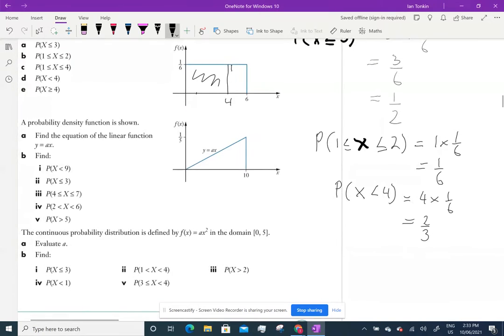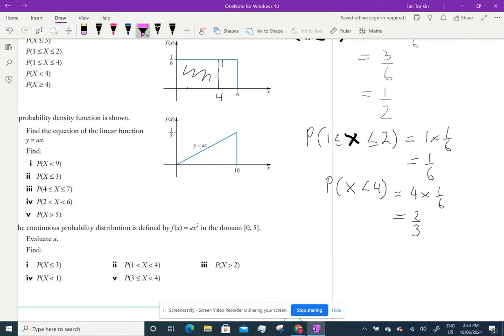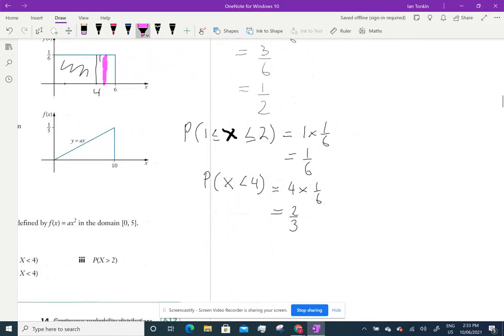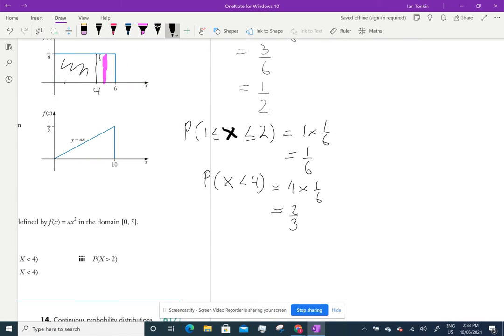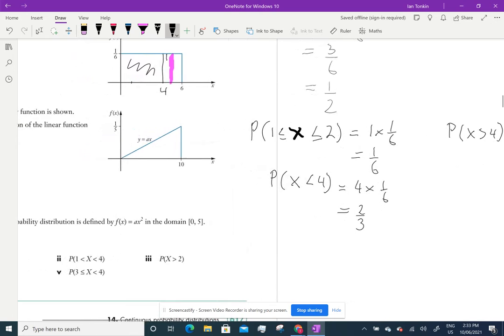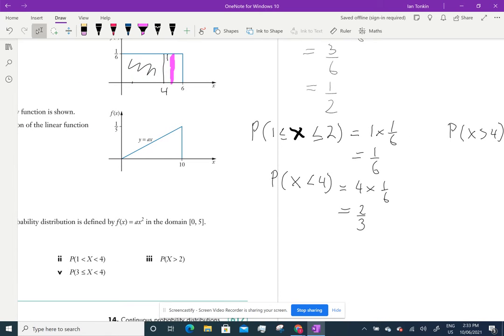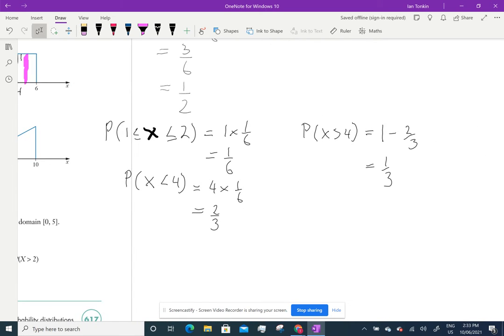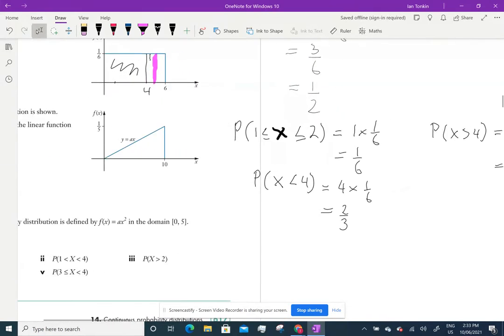Now it says the area greater than 4, which is this area here. Now you can go and do the same thing. You can go, all right, well, that's 2 times, or you can just go, well, the probability of X greater than 4 is going to be 1 minus what I just found, 2 on 3, which is 1/3, because all the probability must add up to 1. You choose. You could have done it the other way and just gone 2 times 1 on 6 and got 1 on 3.